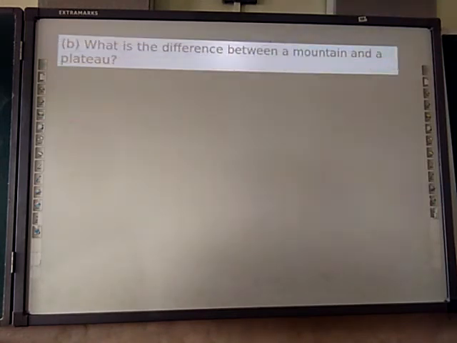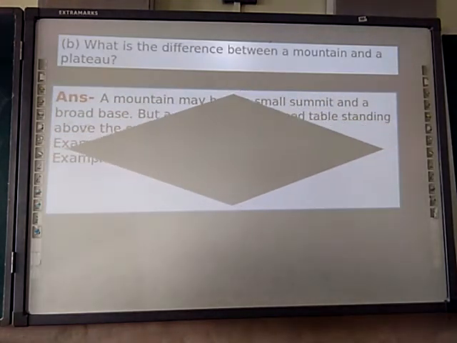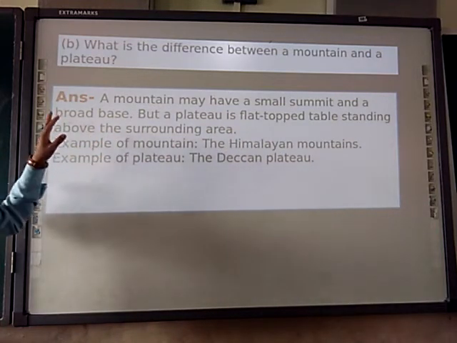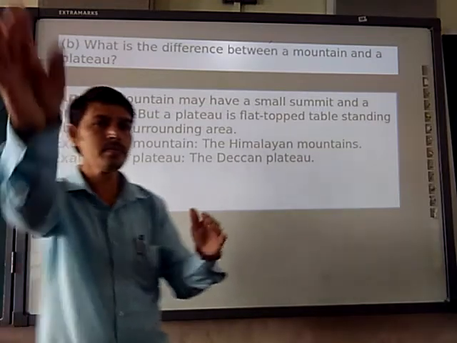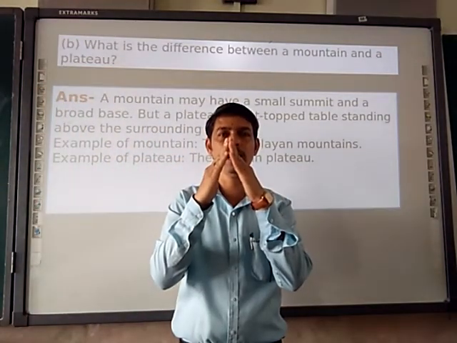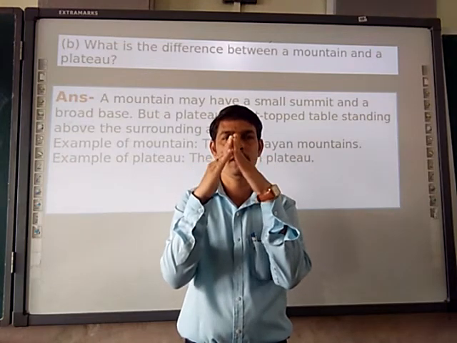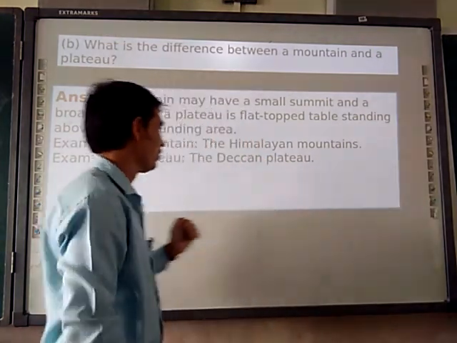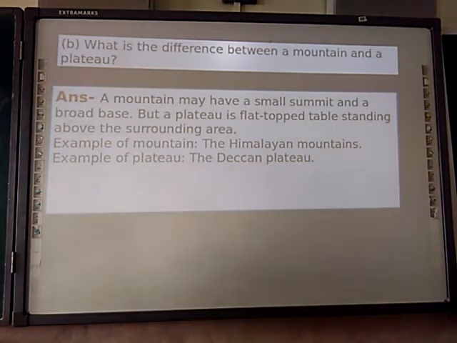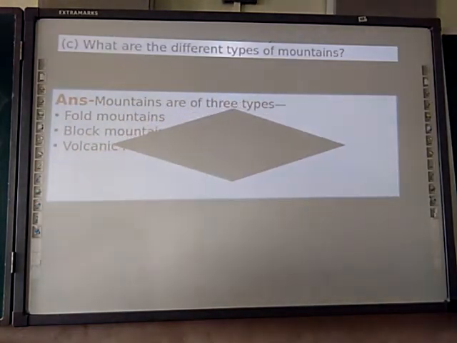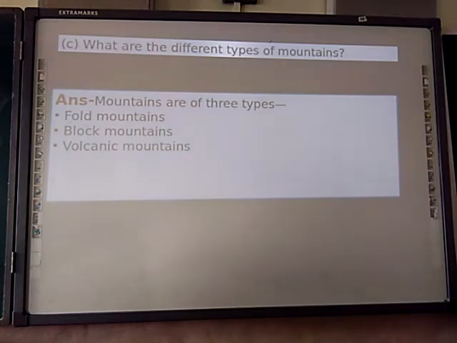Next, question number 2. What is the difference between a mountain and a plateau? You can directly write it down from the textbook. A mountain may have a small summit, while a plateau is flat at the top. Mountain like this, and plateau will be there like this, but at the top it is going to be flat. What are the different types of mountain? As we have seen in the presentation, we have 3 types of mountain: fold, block and volcanic.